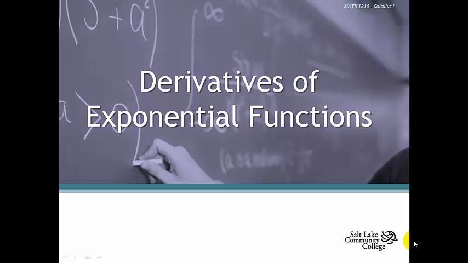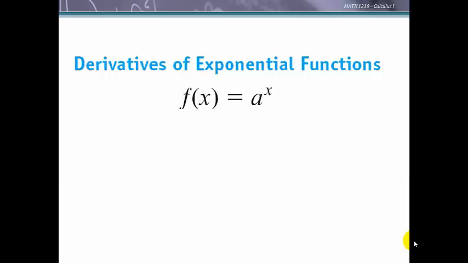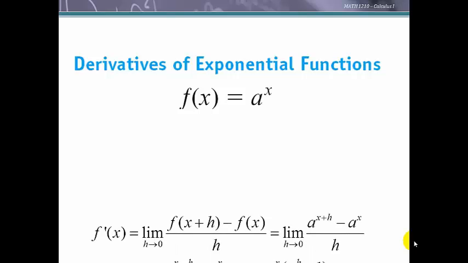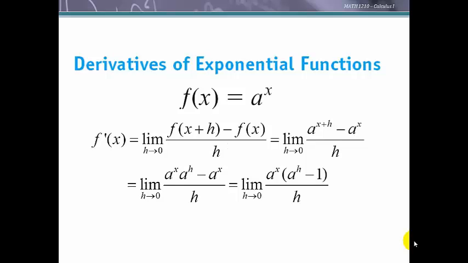Now let's consider the derivatives of exponential functions. So if we have f of x equals a to the x, and first of all, if we go back to the limit definition of the derivative, we would have the limit as h approaches 0 of f of x plus h minus f of x over h. So in the case of an exponential function, it's the limit as h approaches 0 of a to the x plus h minus a to the x over h.